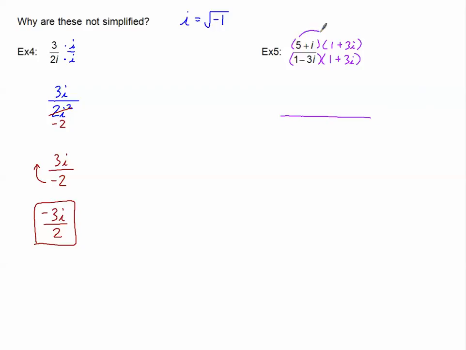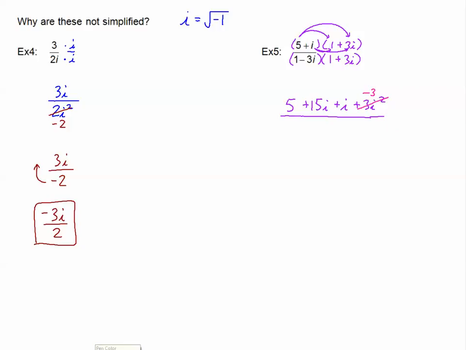Let's do the numerator first. 5 times 1 is 5. 5 times 3i is 15i. Inner terms, i times 1, well that's just 1i. I'll just put i. And i times 3i is 3i squared. Now 3i squared does not last long in my work. I'm going to scratch out 3i squared and put -3 because +3 times -1 becomes -3.